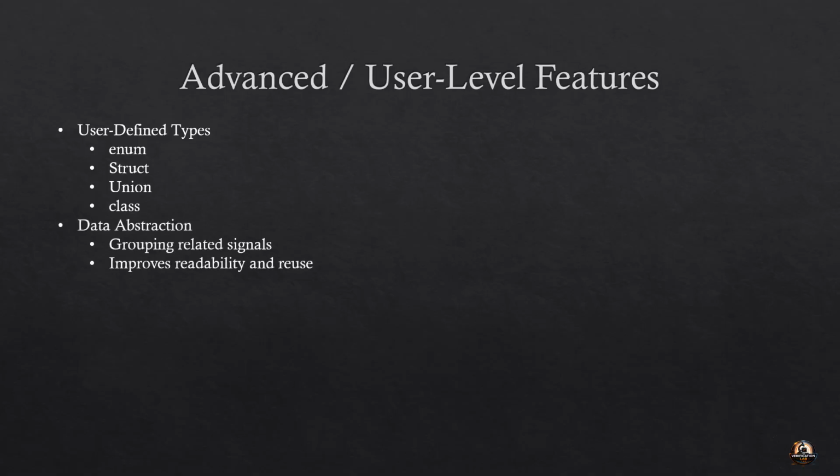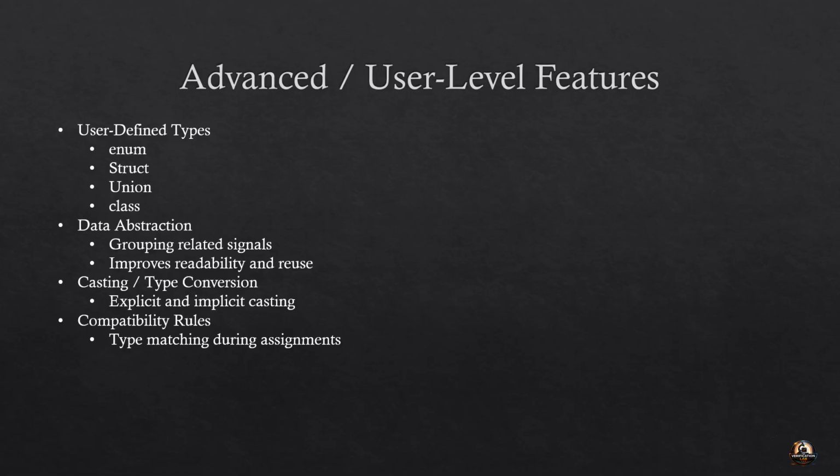We have data abstraction, that means grouping related signals, like we have struct as well as union, which improves our readability and reuse. Then we have casting or type conversion, which can be explicit as well as implicit, and it is the technique by which we convert one data to another. And we have compatibility rules. We cannot convert any data to any different data. So there are some rules. Those rules are the compatibility rules. We'll go through the rules when we are discussing the compatibility or typecasting topic.